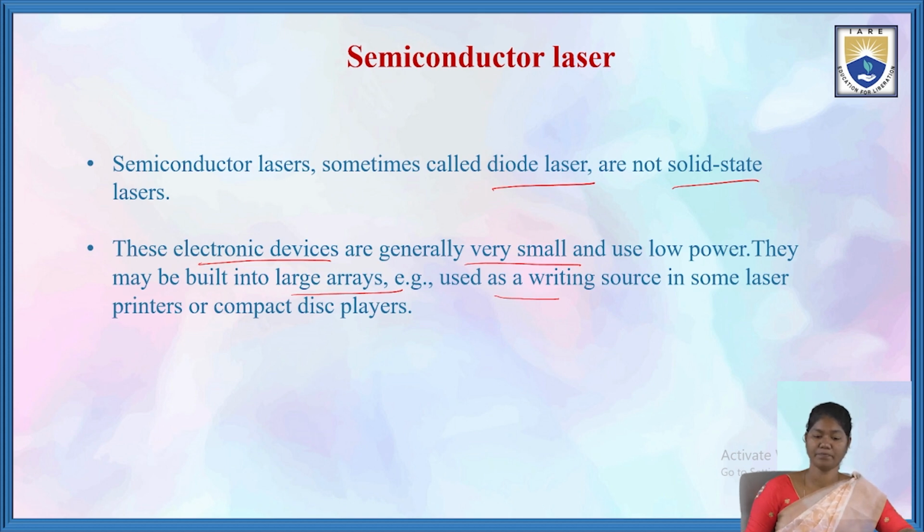In the next session, we shall discuss the ruby laser and the helium neon laser. The ruby laser belongs to the solid state lasers, and the helium neon laser belongs to the gas lasers. The ruby laser is the first solid state laser, which was invented by Maiman. The ruby laser has some drawbacks, so we go on to further types of lasers.